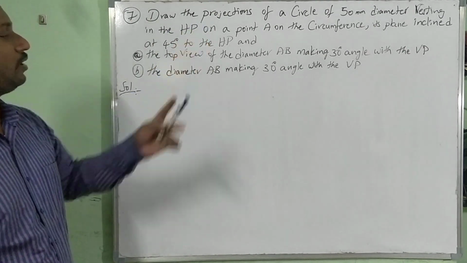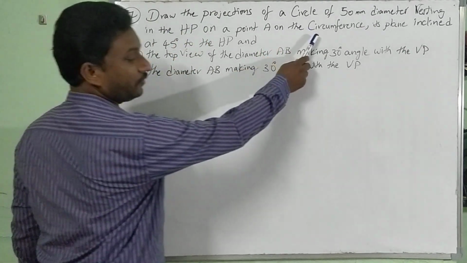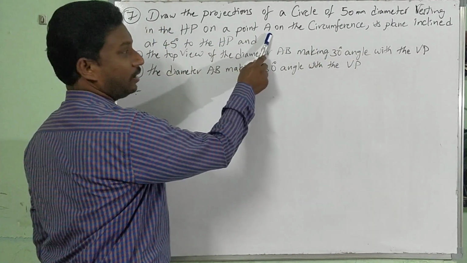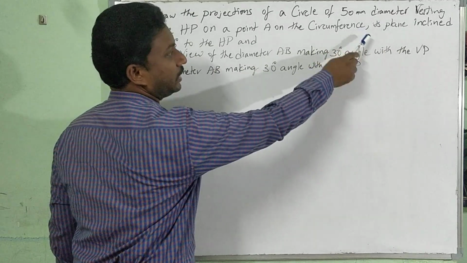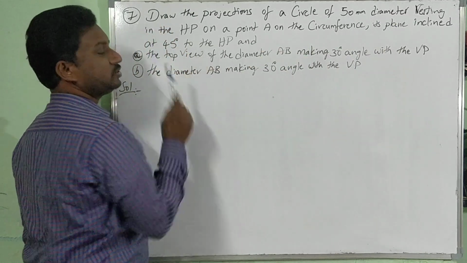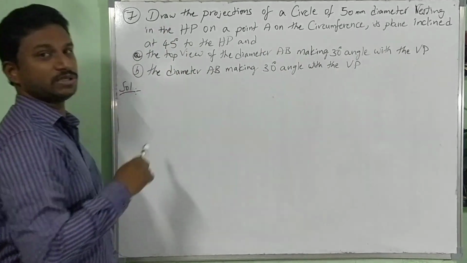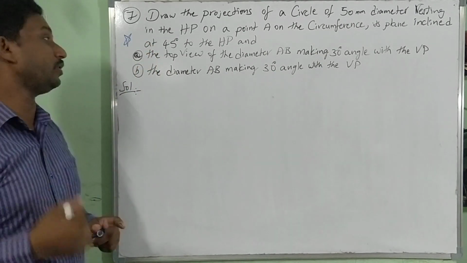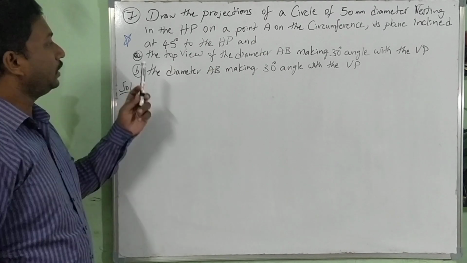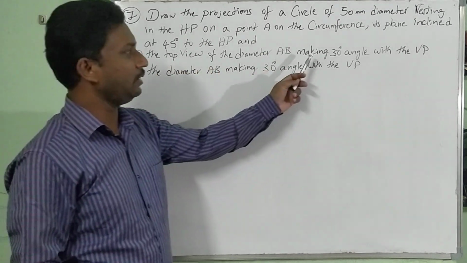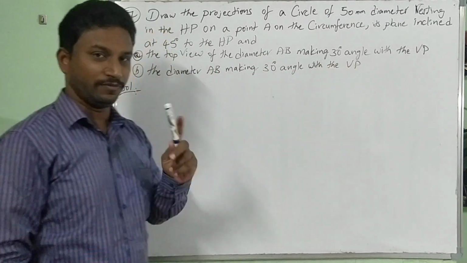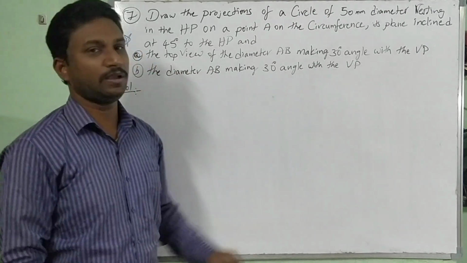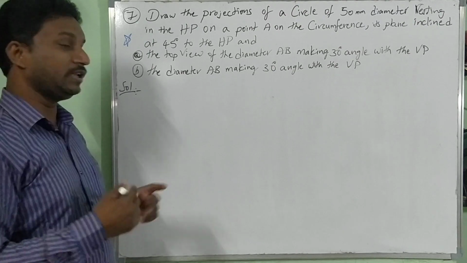Draw the projections of a circle of 50 mm diameter resting in the HP on a point A on the circumference. Its plane inclined at 45 degrees to HP, and two questions in this, a very big question and important from the exam point of view. Right, the top view of the diameter AB making 30 degrees angle with the VP. The diameter AB making 30 degrees angle with the VP. See, different questions.